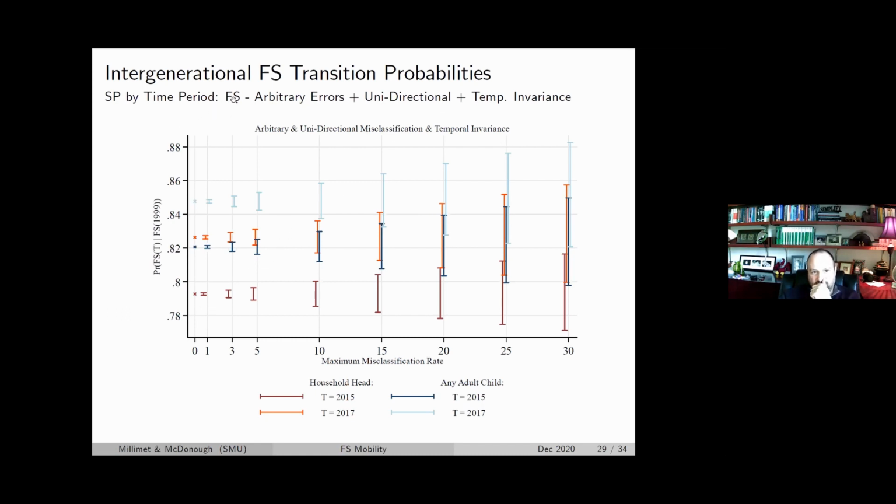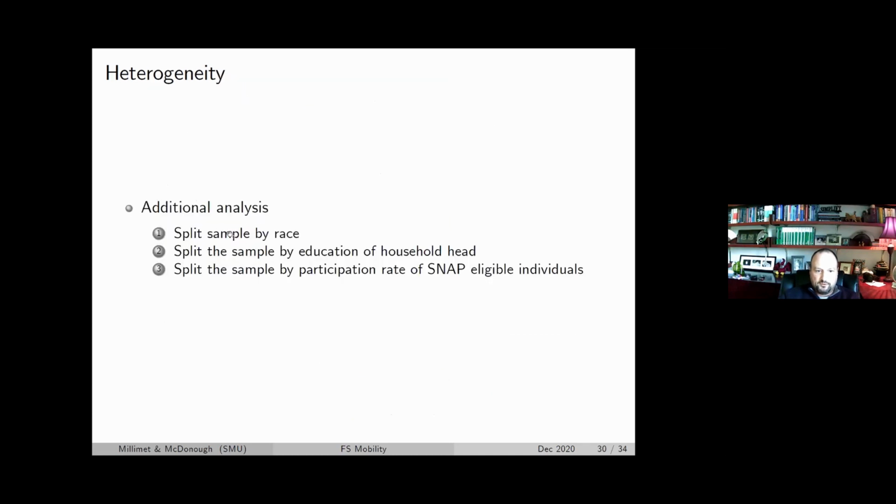So this is again looking at the conditional staying probability of being food secure under this stronger set of assumptions, and you can see, just looking at the range, that again these bounds are pretty narrow. They only have a width of about 4 percentage points or something like that. So at the upper end, we can definitely say a lot.